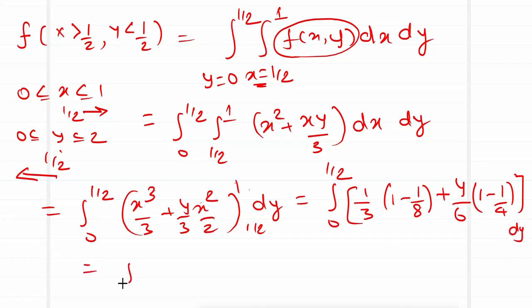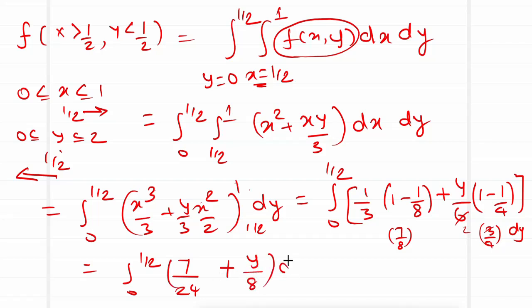So this quantity gives me 0 to half. The first quantity is going to be 1 minus 1 by 8, so 8 minus 1 makes it as 7 by 8, this quantity, and when I multiply it, it is going to be 7 divided by 8 3s are 24. And now the next thing to be evaluated is going to be plus y by 6, 1 minus 1 by 4, 4 minus 1 makes it as 3 by 4. So when I evaluate, this 3 can be cancelled off with this 6 for 2 times, and so I am left out with y divided by 4 2s are 8.